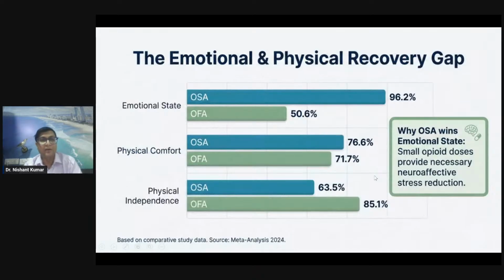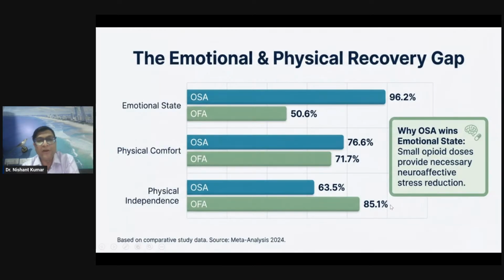Now coming to the recovery. So we see that the emotional state is slightly better with opioid-sparing anesthesia rather than with opioid-free anesthesia. Why is that? Because as I said, opioids have been used for recreational use. They provide neuroaffective stress reduction. If you have heard this, opium is used to forget the world or to get away from the world, what is happening around you. So to a certain extent, yes, it does produce a feel good effect. All the opioids produce a feel good effect. That is why probably they are so habit forming. And the physical comfort, if you see, is similar.